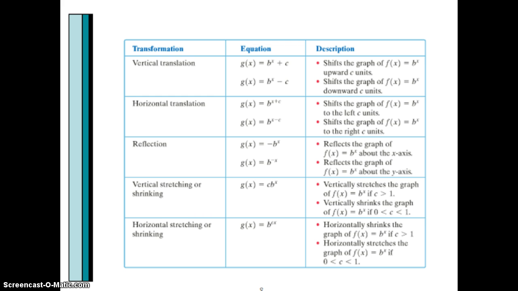When I do my vertical translations, it will be on the outside. Remember, the outside only affects the y. My horizontal will be on the inside, as in it will be attached up here to where the x is. My reflections will be negative, either up and down or right and left. And then I have vertical stretching and horizontal stretching. The main thing I want you guys to remember is that each one of these we have already done.